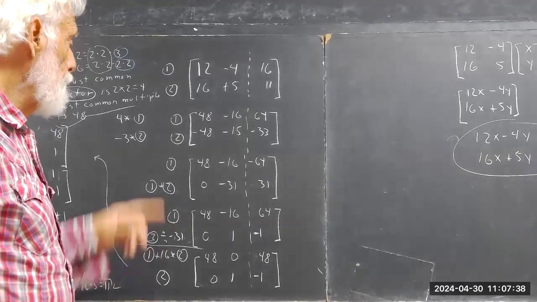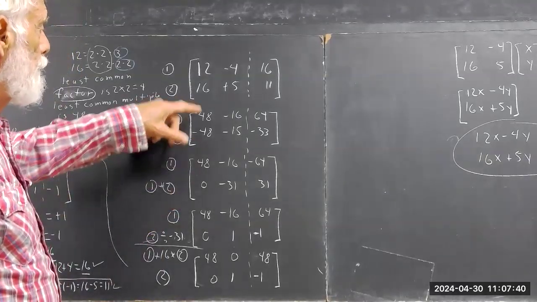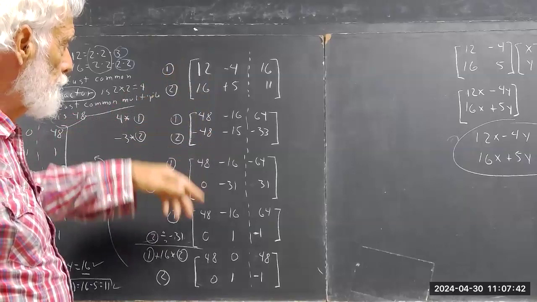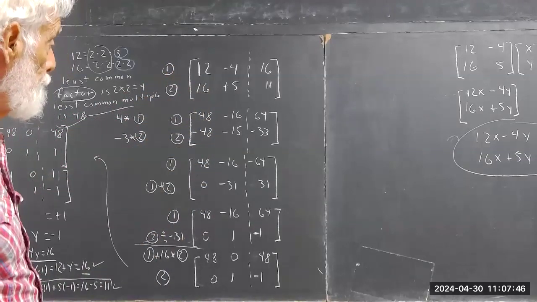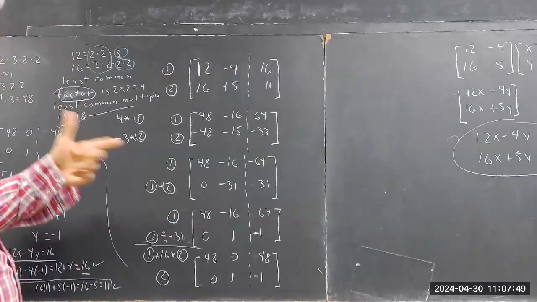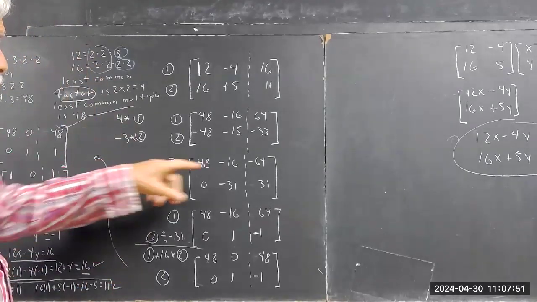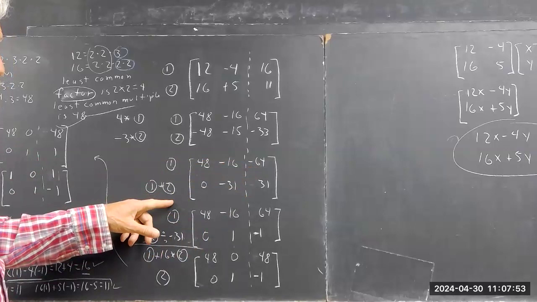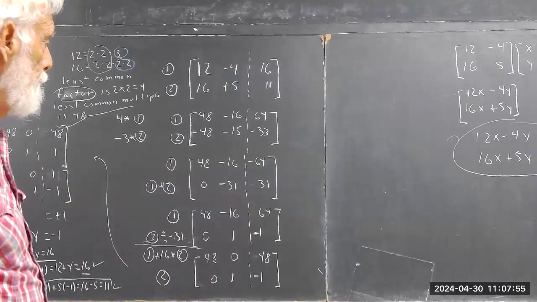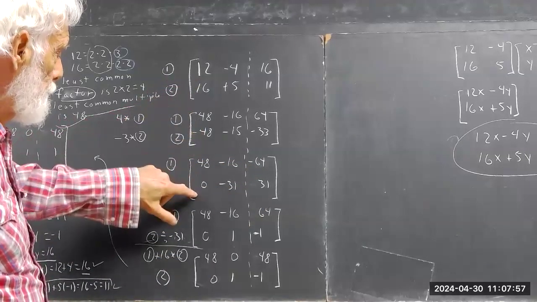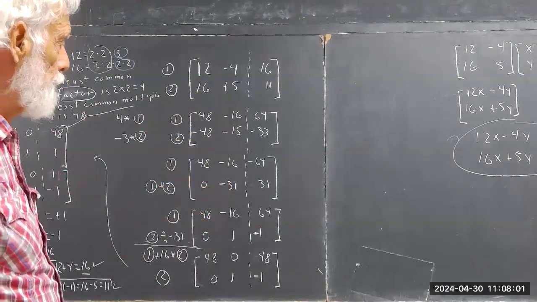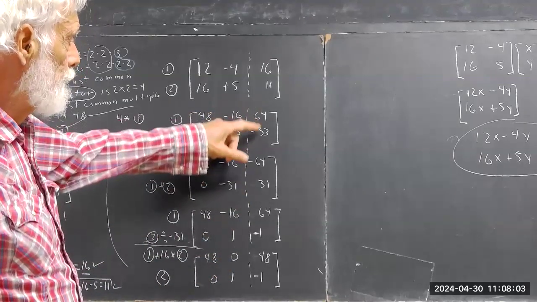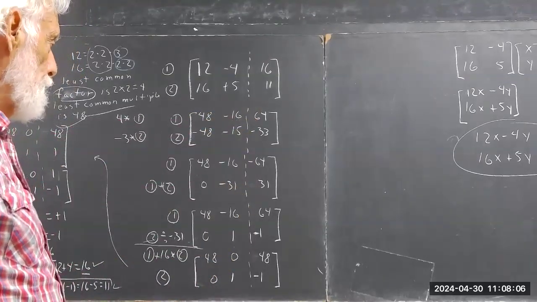Okay, so we've got these lined up, so if we just add row 1 and row 2, we get a 0 in the first column. So we write down row 1, and then we add row 1 to row 2 and put it here. So row 1 and row 2 adds up to 0 here. 16 and negative 15 adds up to negative 31. 64 and negative 33 adds up to 31.